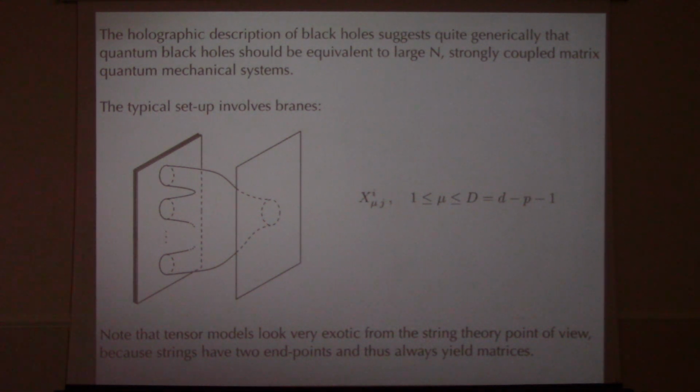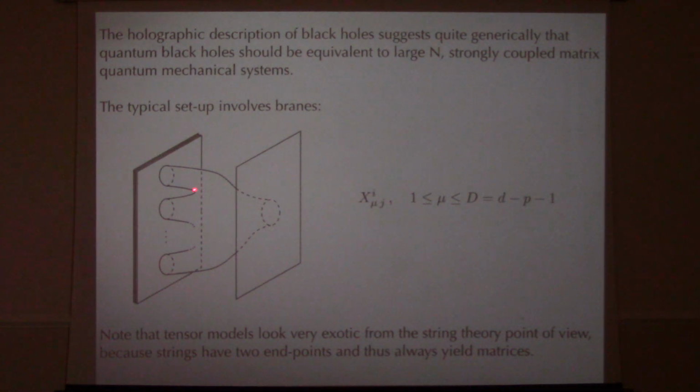So always variables X^mu_ij. You always have also a third index, mu, which is just the rotation index for the directions that are transverse to your stacks of branes. This is completely generic, so you always get this sort of variables. Tensor models look very exotic from the point of view of string theory because of this picture. Strings have two endpoints, so they always give matrices. So a tensor model with a free index, there's really no string variable here. You absolutely have no idea how to make the link with string theory.